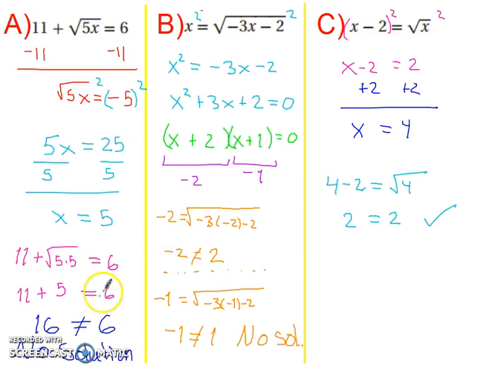Notice how for the first two, none of the solutions that you thought were going to work actually worked, so they had no real solutions. In the last one, however, we ended up with x equaling 4, and that worked out nicely. So that ends our video on solving radical equations.